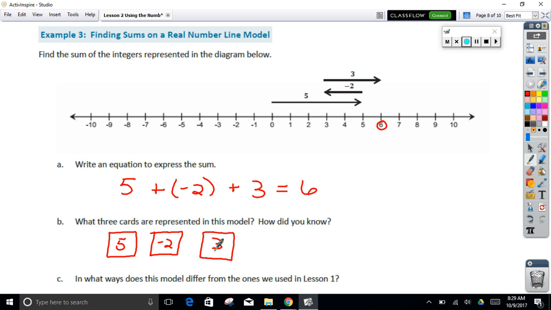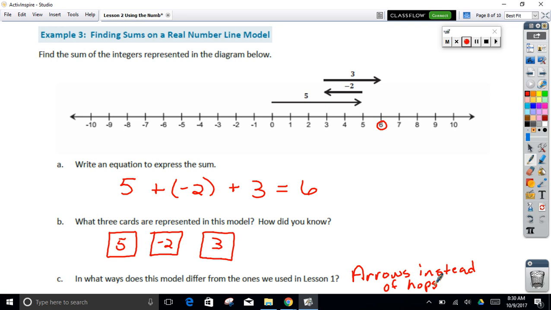Okay, so part C just asks how this model differs from the ones we used in lesson 1. Zoe, how is this different from how we did it on Friday? We didn't hop. Yeah, on Friday we did the hops, and we're not doing the hops here. So we're using arrows instead of showing each hop. You could just say arrows instead of hops. That's not something that's going to show up on your next test or anything like that. Arrows instead of hops is fine there.